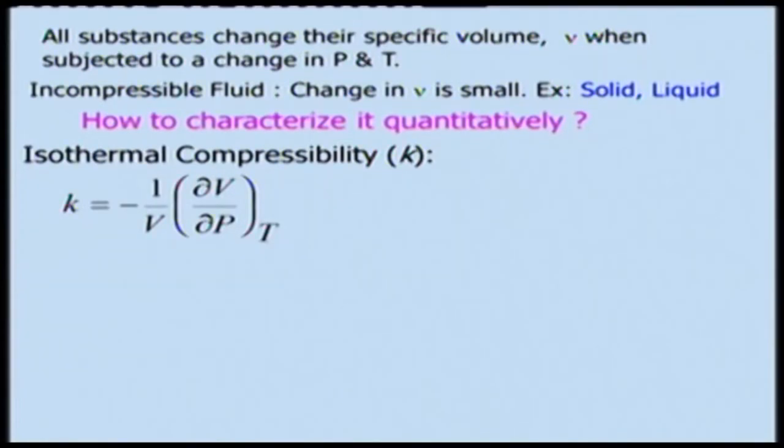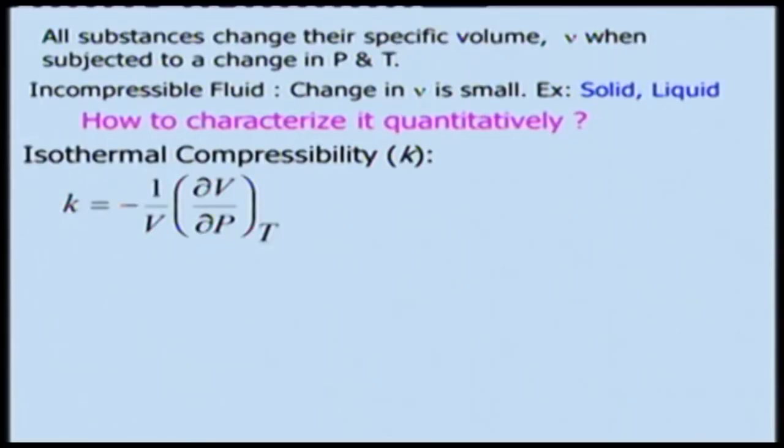And keep in mind that this has a negative sign here. Why that negative sign? Because whenever you apply a force and try to compress it, the volume will decrease. Will it increase or decrease? It will definitely decrease. So V2 minus V1, and V2 is less than V1, therefore the negative sign comes over here.